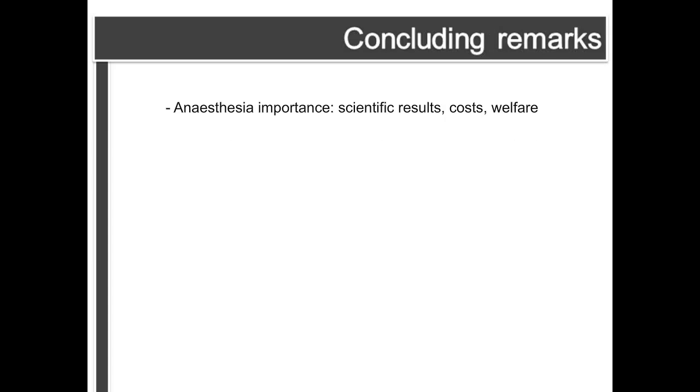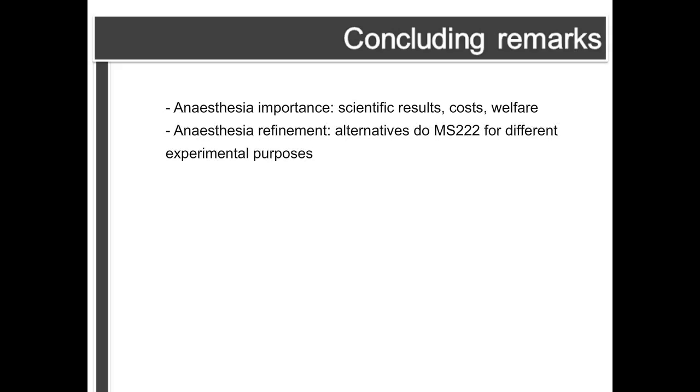So, concluding, I hope you understand the importance of anesthesia. It will improve the scientific results, reducing variability, reducing costs, decreasing mortality, and increasing animal welfare. It needs to be refined. We have MS-222 used for everything, and maybe we should have some alternatives. I'm not saying to replace MS-222, although some articles said it is aversive, but I'm saying that we need to find more anesthetics and alternatives for different experimental purposes.